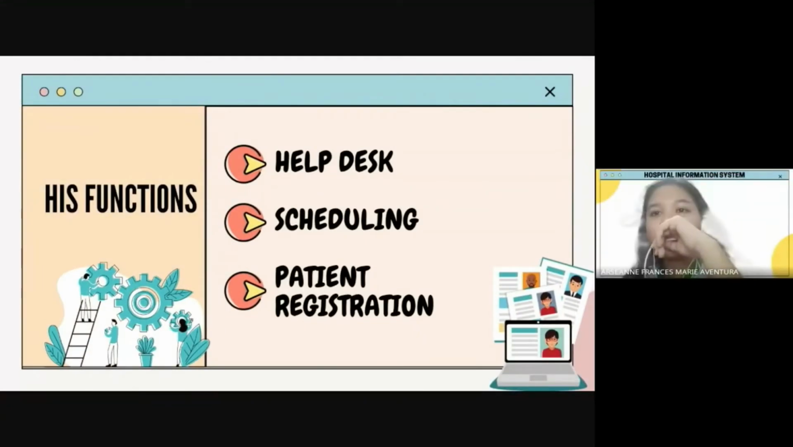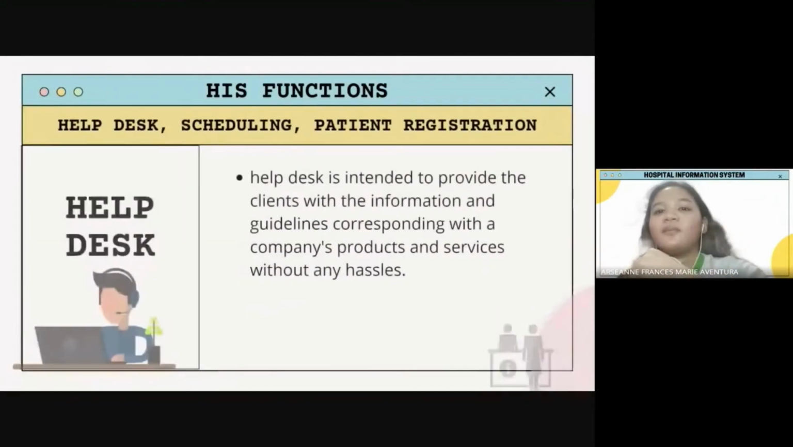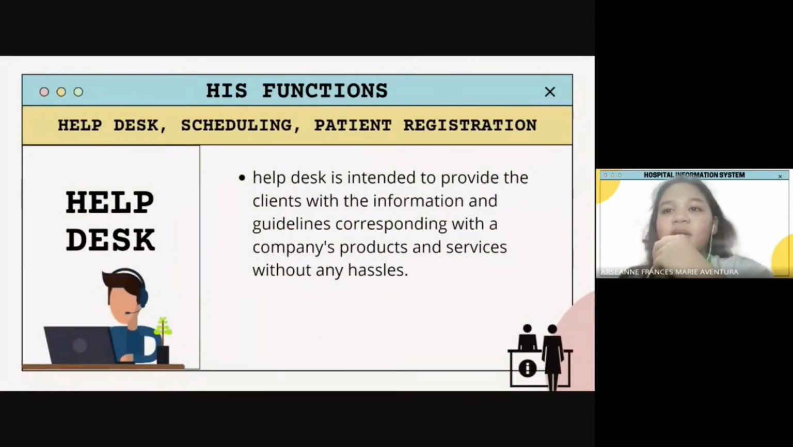HIS functions include help desk, scheduling, patient registration. Help desk is intended to provide the clients with the information and guidelines corresponding with the company's products and services without any hassle. In our time, we reached the point where we no longer needed the manual retrieval of information, and without it, that's when the help desk becomes more efficient.